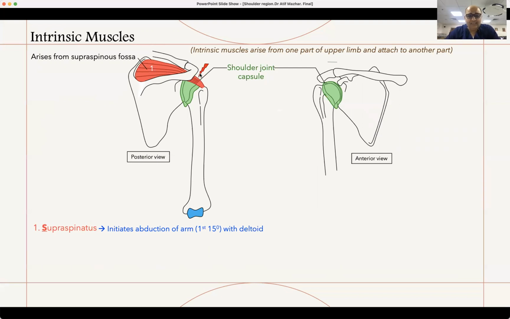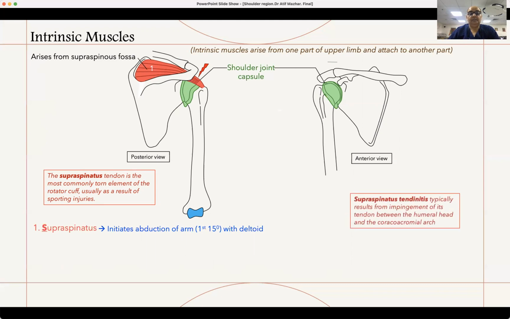And you can see this muscle is going between the bones. Below is the bone, above is the bone. So this muscle is quite susceptible. If I have too much activity, there are fair chances that its tendon can undergo some degenerative changes or some kind of issues can occur. And we have a bursa here also. So it's the most commonly torn element of the rotator cuff. What is this rotator cuff? We'll be talking about it shortly. So supraspinatus tendinitis. When we use this word itis, that means inflammation.